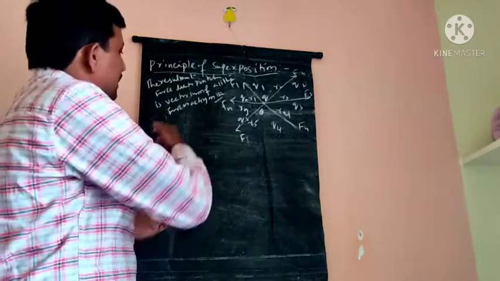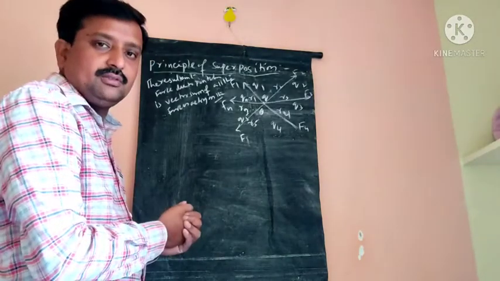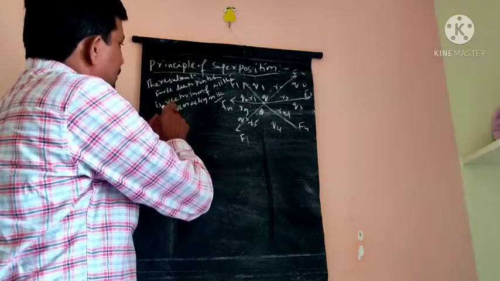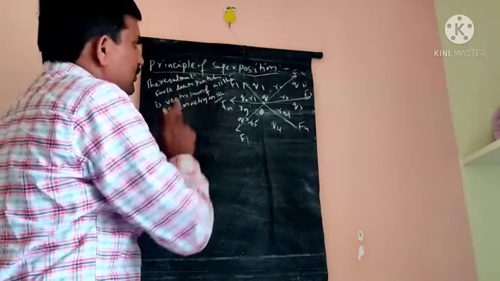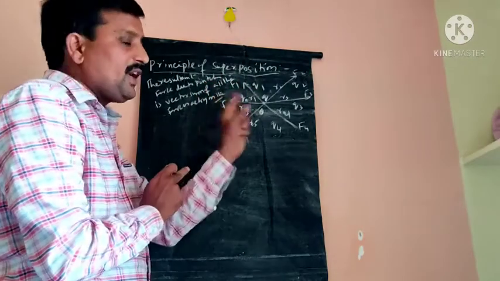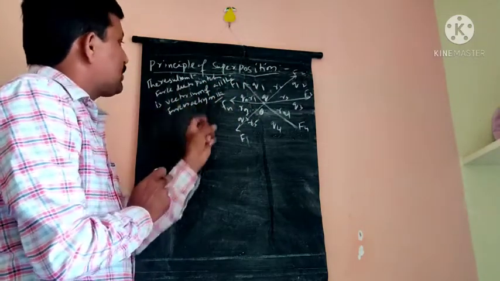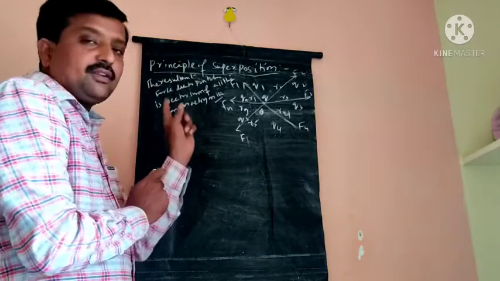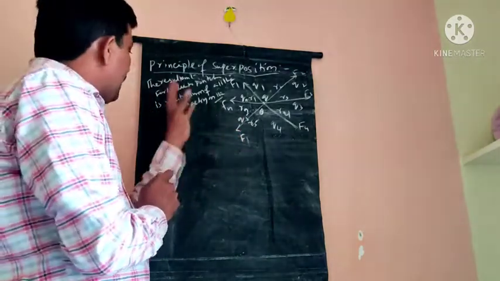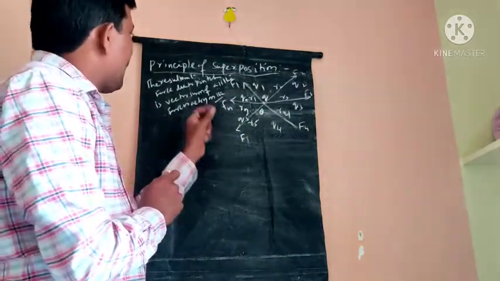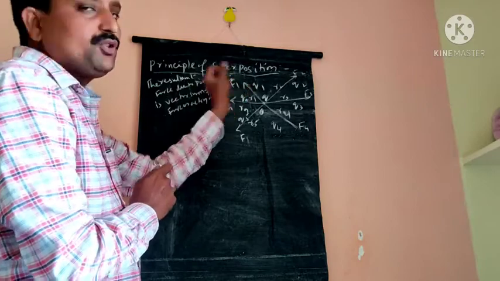vector sum of all the forces acting on the charge due to their charges. The principle of superposition is defined as the resultant force due to point charges is the vector sum of all the forces acting on the charge. This is known as the principle of superposition.